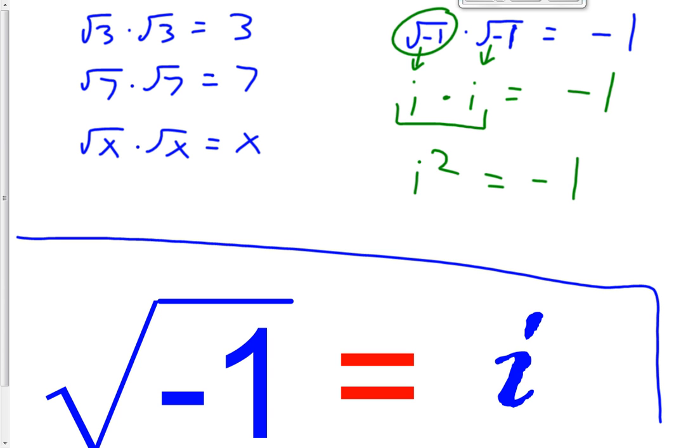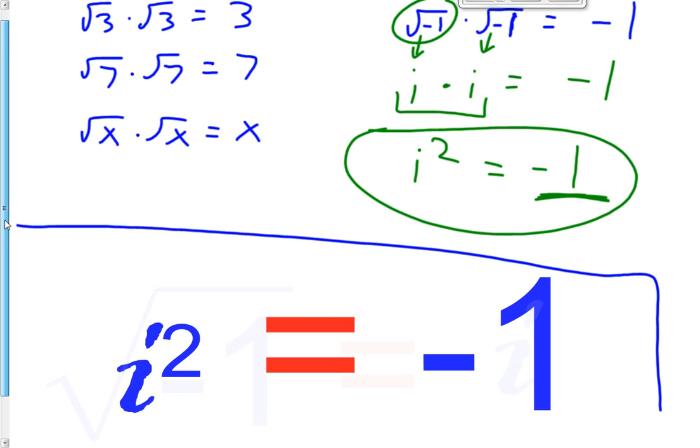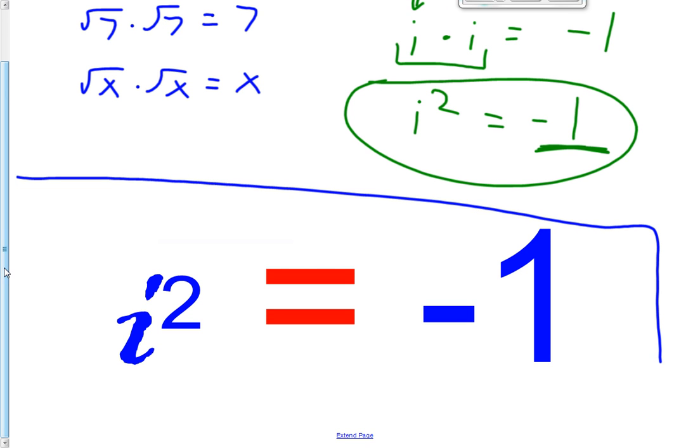That's a big part of this lesson now: whenever you see an i squared, it's no longer imaginary anymore. i squared is a real number. It's a negative 1. So that's what we see here for this next part of the lesson. Whenever you see an i squared, you replace it with a negative 1, because they equal the exact same thing. i squared is a negative 1.